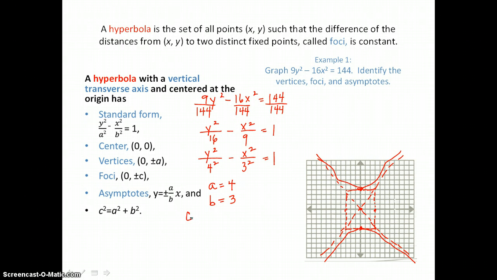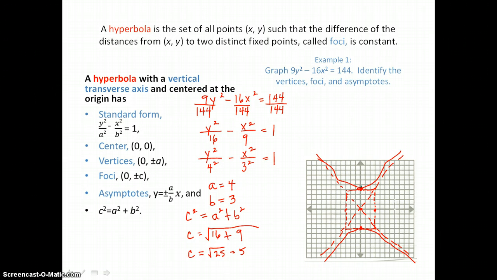So I need to find c, and the equation to find c for a hyperbola is c squared equals a squared plus b squared. So c is going to equal the square root of a squared, which is 4 squared or 16, plus b squared, which is 3 squared or 9. Now I know I would get 2 solutions, plus or minus, but c is a distance, so I'm only worried about the positive value that I get. So I'm getting the square root of 25, which is 5. So c is equal to 5.